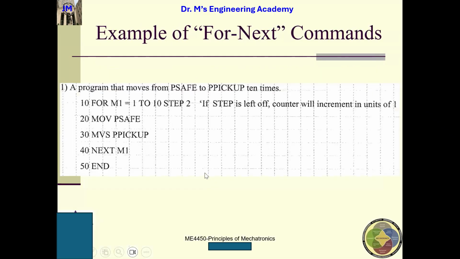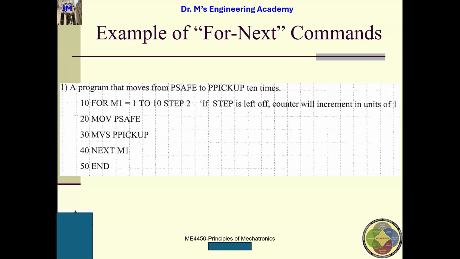So here is one example: for M1 equals 1, this is the initial value of M1, and to 10 is my end value of the M1. The step is 2. If the step is left off, the counter will increment in units of 1. So this loop will go 1, 2, 3, 4 until 10. However, if you specify the step as 2, then it will go 1, 3, 5, 7, 9.